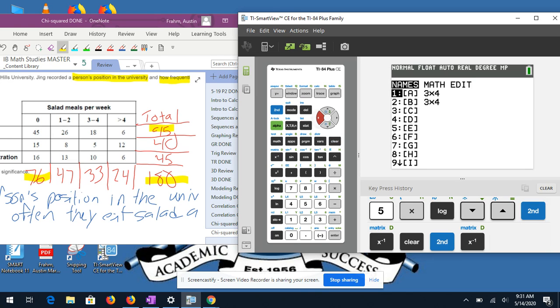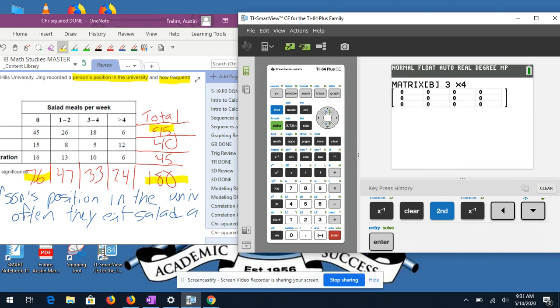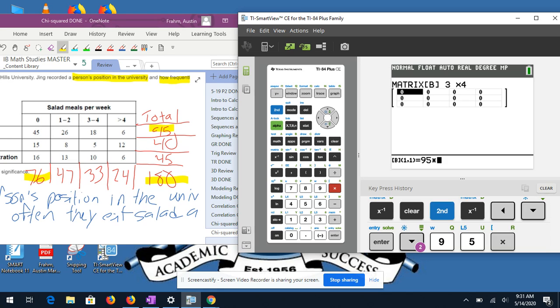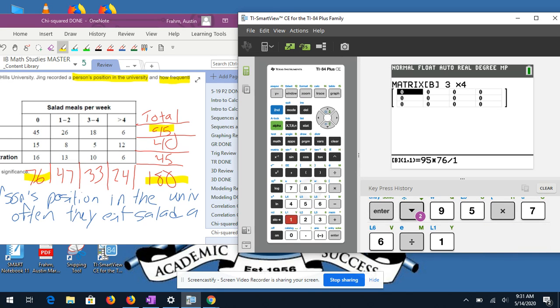Let me get back into matrix B here. Here we go. So let's try this again. 95 times 76 divided by 180. And it just puts the number in there for me.